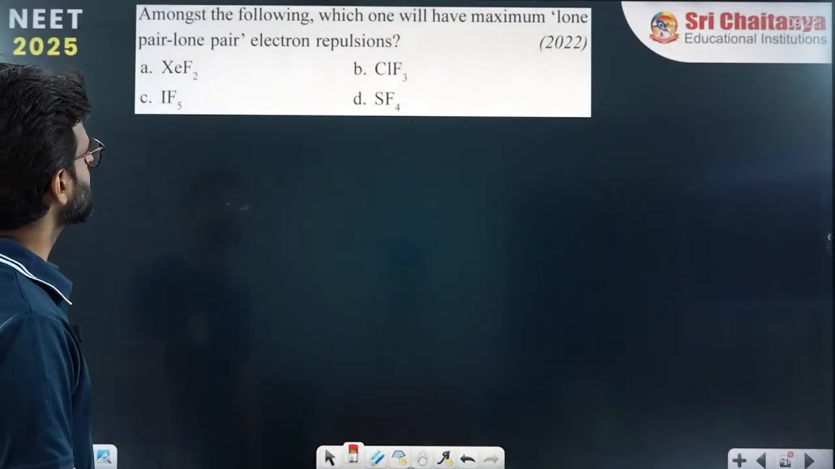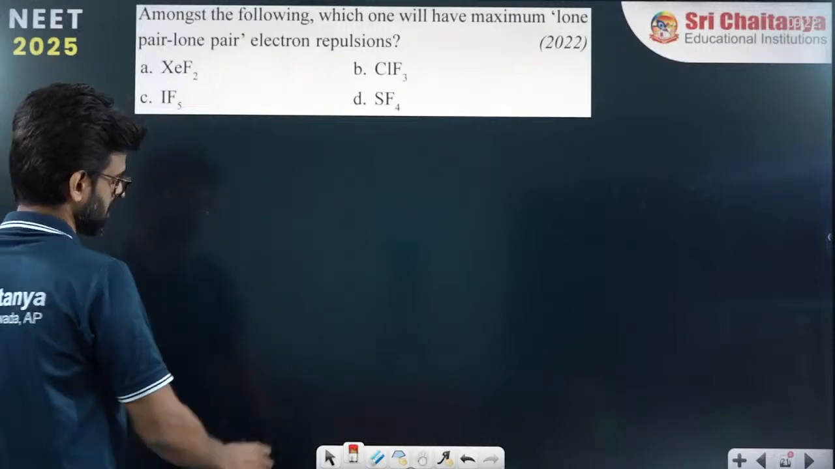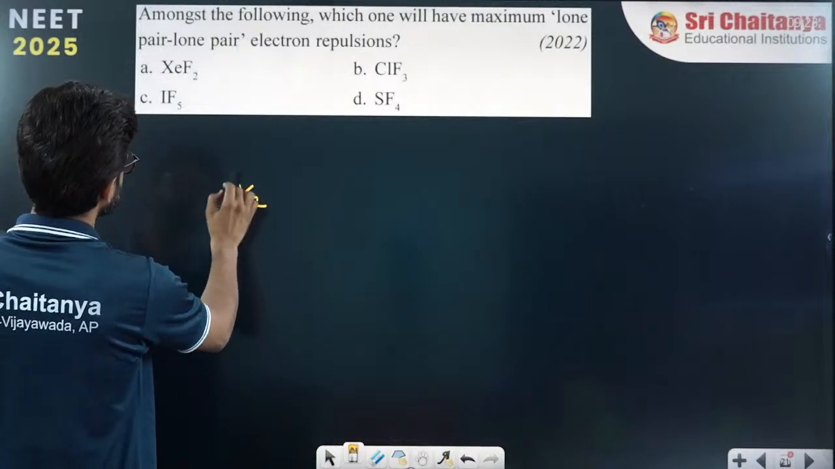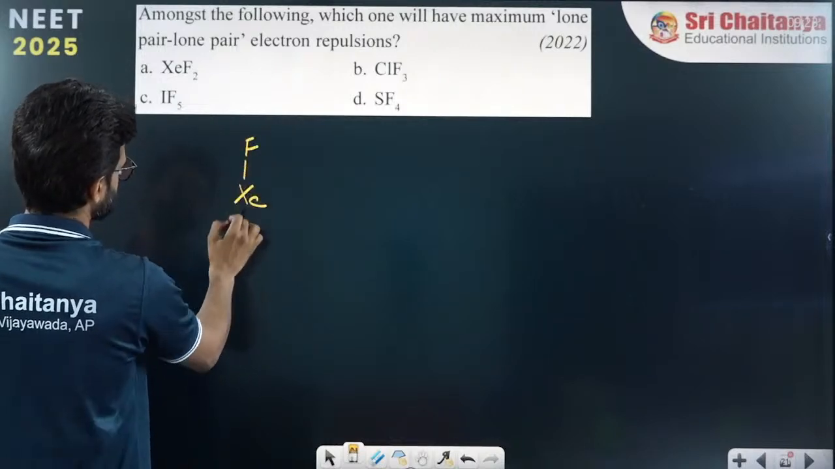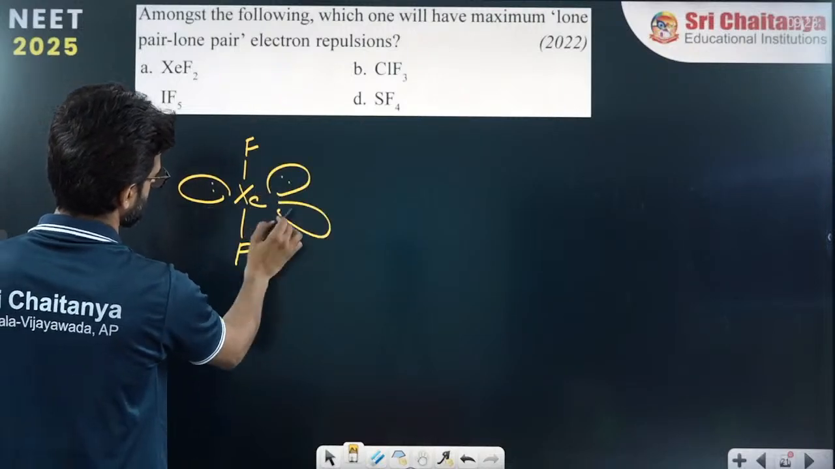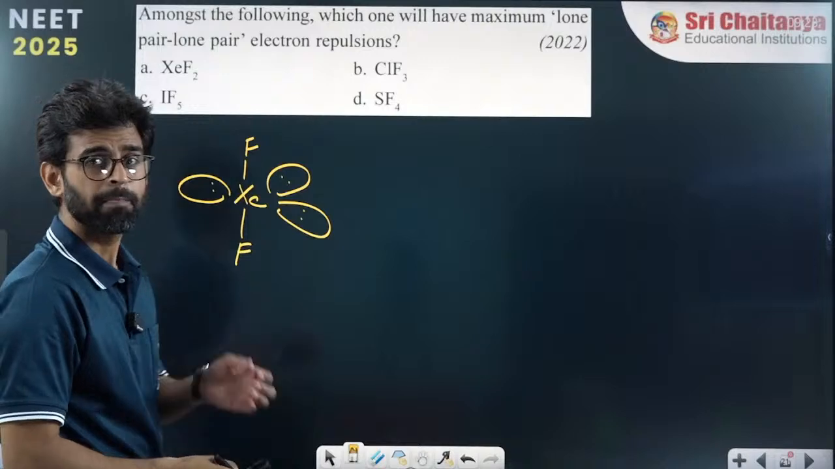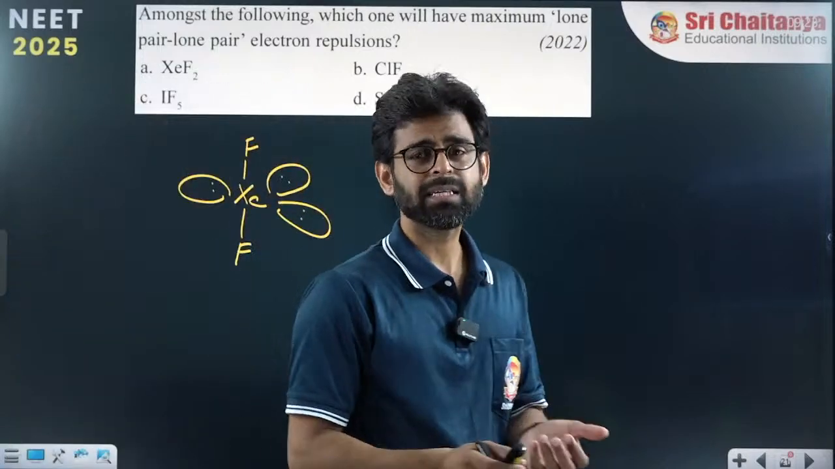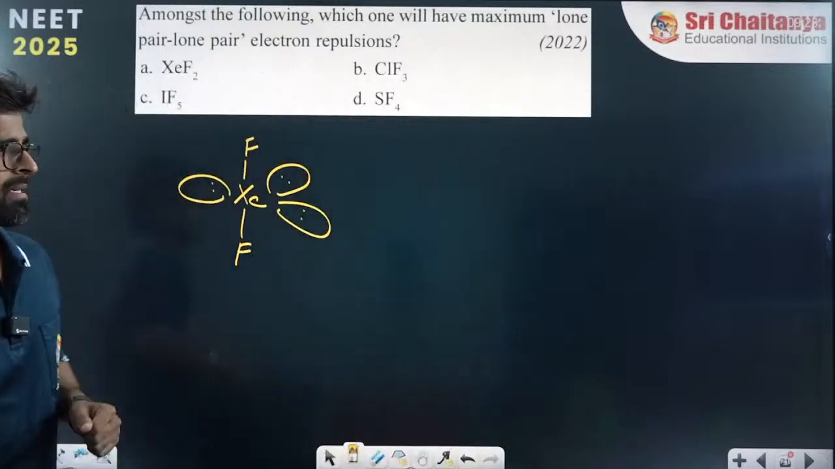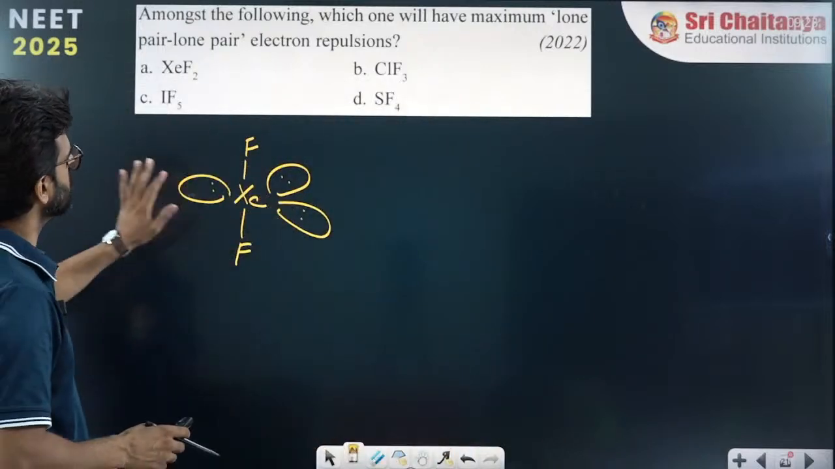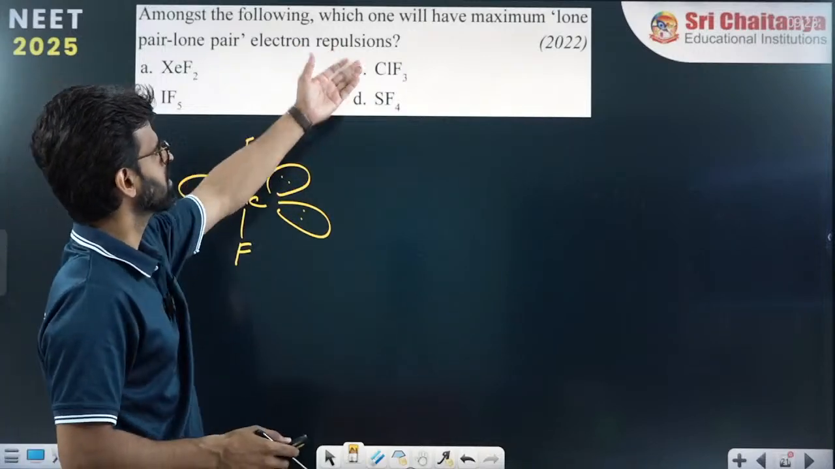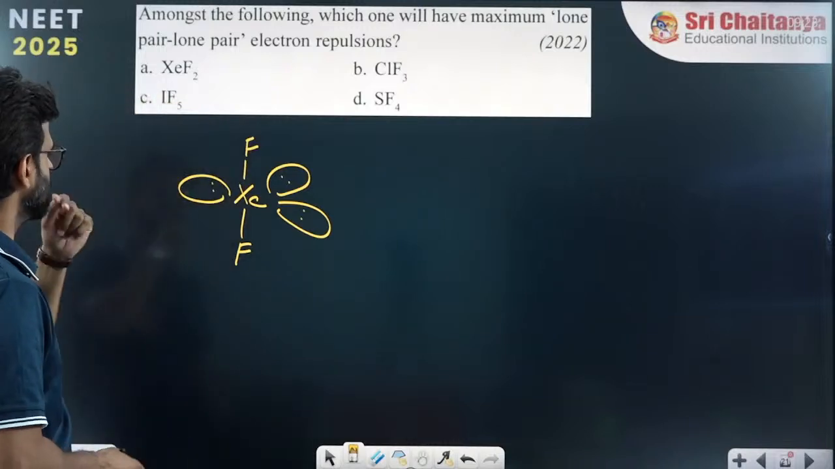Among the following, which will have the maximum lone pair repulsion? If you look carefully, here we have XeF2. XeF2 is a linear shape having 3 lone pairs, so they will repel each other, and definitely more lone pair repulsion will come here, because of the more number of lone pairs present in the molecule. In the others, you will have 2 lone pairs, 1 lone pair, and 1 lone pair here.